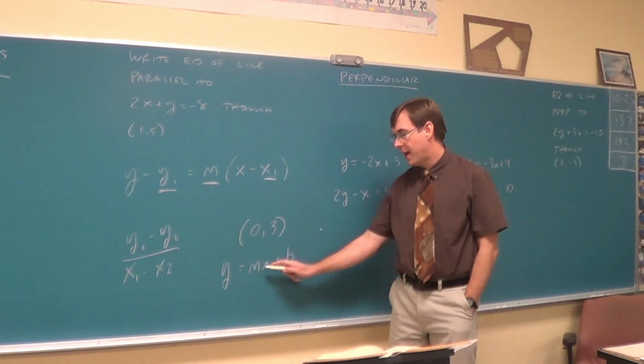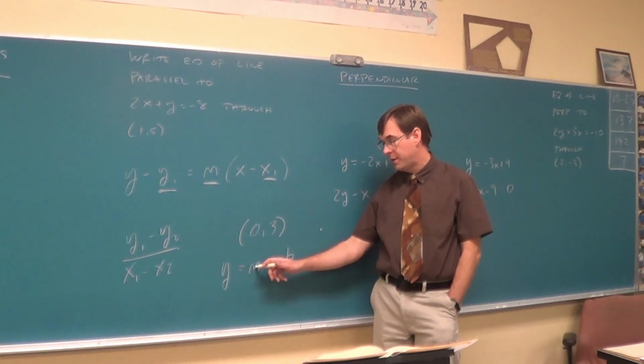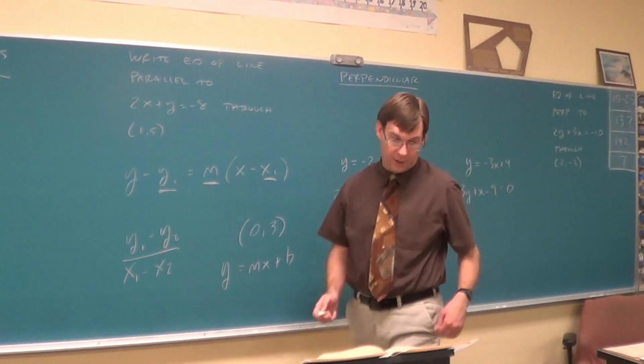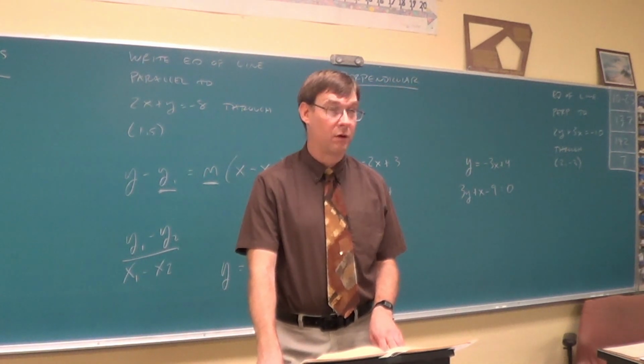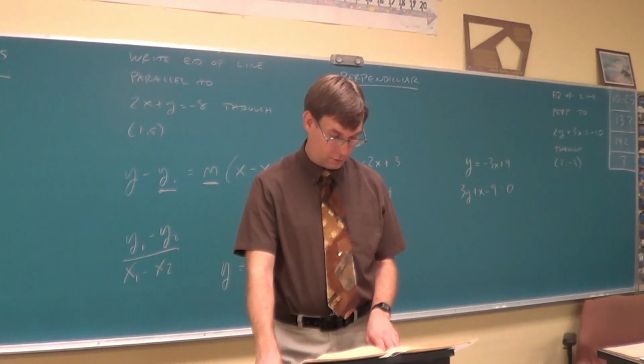Plus b, where the m represents the slope. So all you need to do is copy the slope in this slot, and copy the intercept in that slot, and you're good. So what would 33 look like? Y equals negative 4x plus 3.